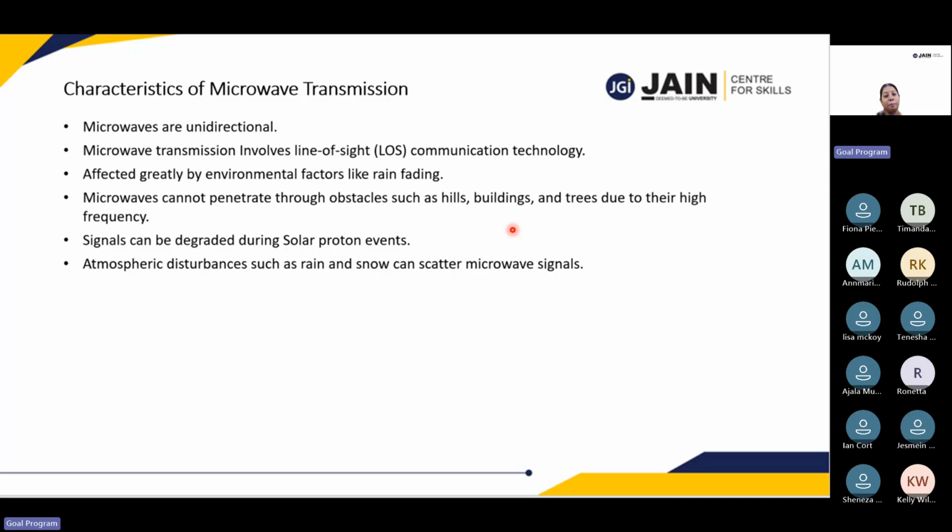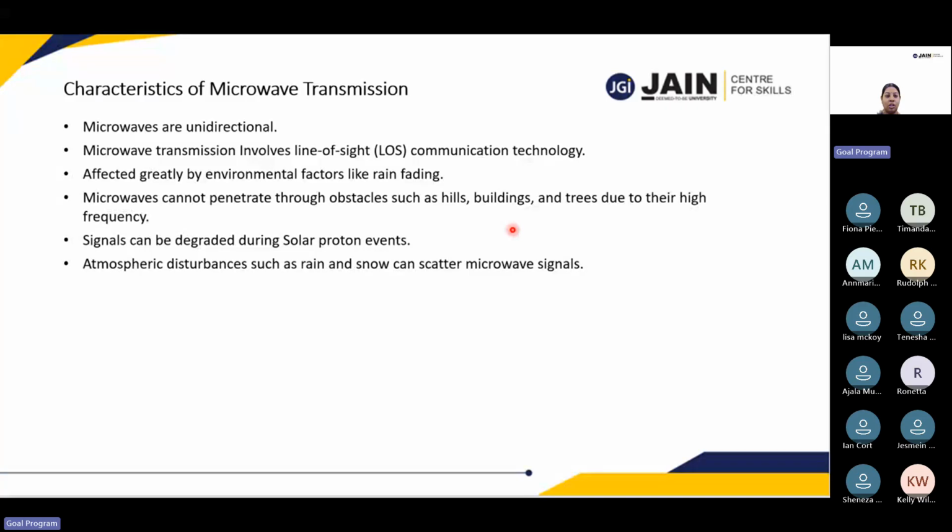Microwave signals cannot pass through obstacles such as hills, buildings, and trees due to their higher frequency. Because of this, the antennas have to be installed higher and higher, on taller buildings. For example, trees, buildings, and hills, or different types of obstacles, they cannot penetrate.